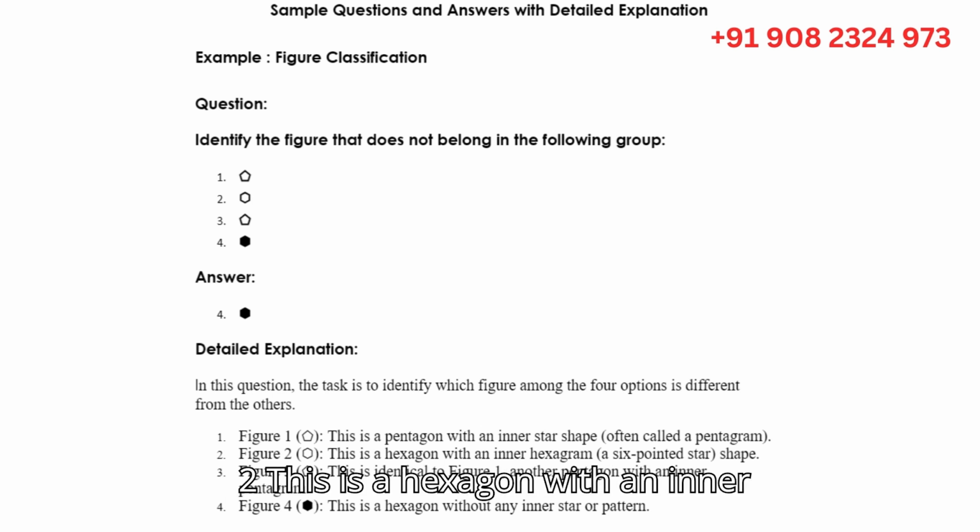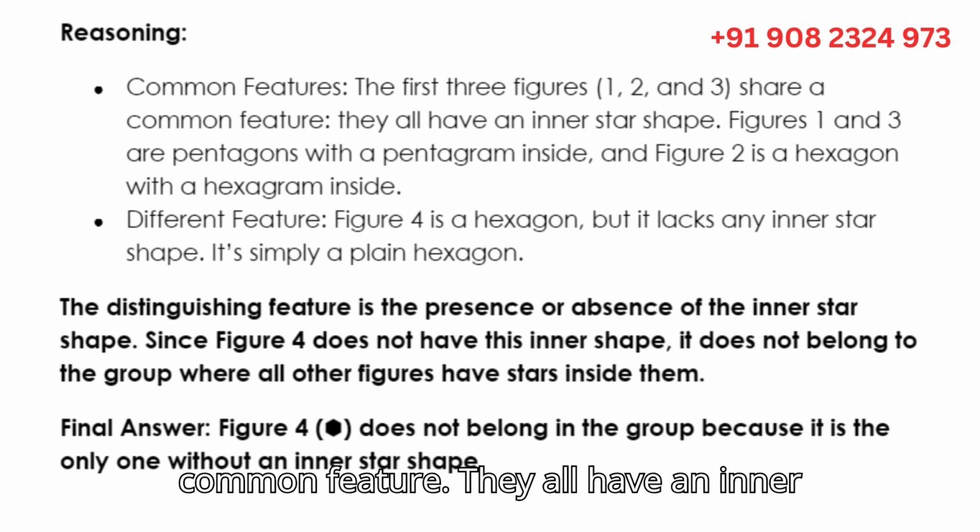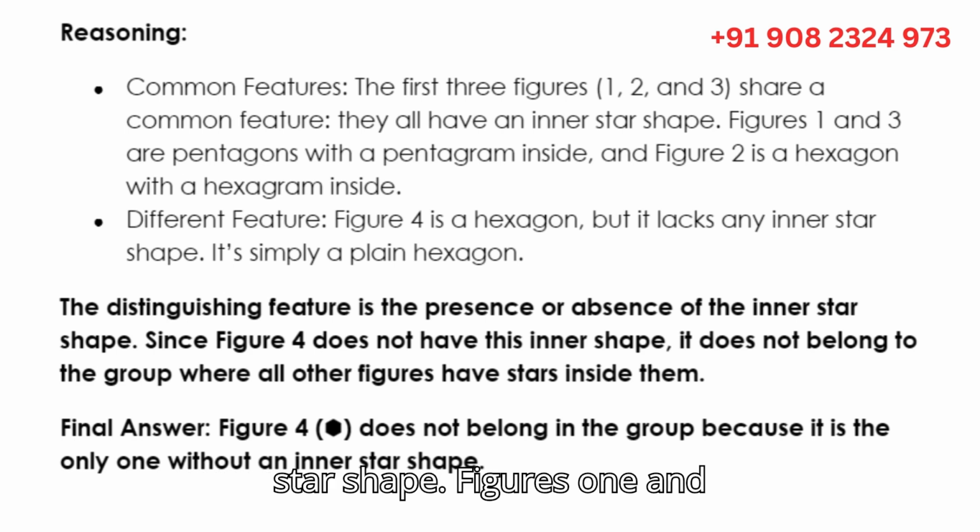Figure 2. This is a hexagon with an inner hexagram, a 6-pointed star shape. Figure 3. This is identical to Figure 1, another pentagon with an inner pentagram. Figure 4. This is a hexagon without any inner star or pattern. Reasoning. Common features. The first 3 figures, 1, 2, and 3, share a common feature. They all have an inner star shape.